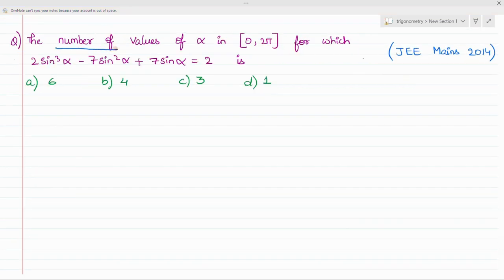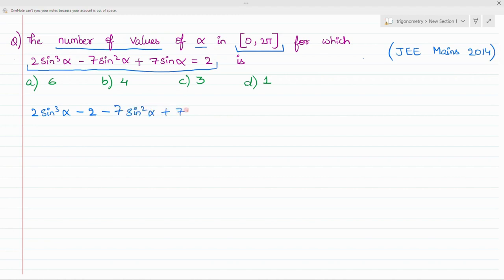In this question, we need to find the number of values of alpha in the range 0, 2 pi for which this equation is true. Okay, so first let's simplify this equation. This can be written as 2 sine cube alpha minus 2. I'm just transferring to LHS, minus 7 sine square alpha plus 7 sine alpha equal to 0. So let's take 2 common from here. Inside will be sine cube alpha minus 1. And here we can take minus 7 sine alpha as common, and the remaining part will be sine alpha minus 1 equal to 0.